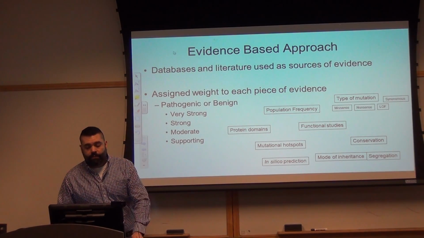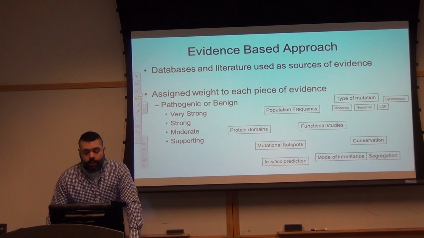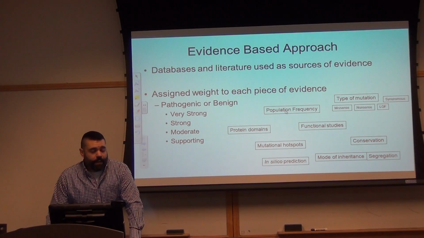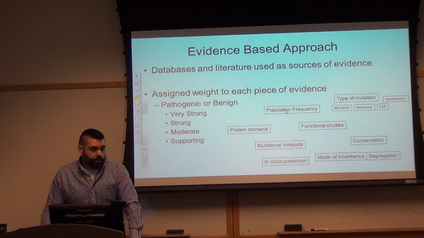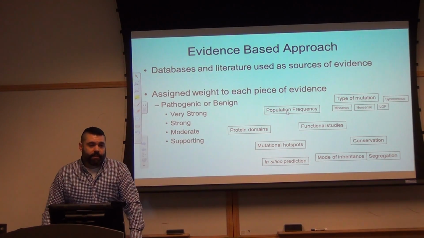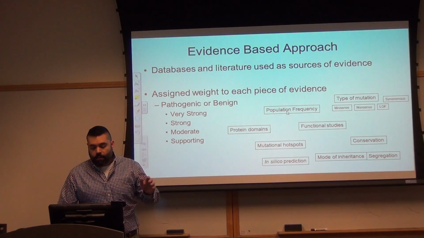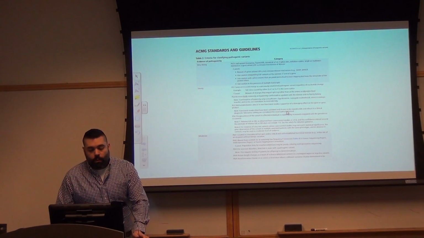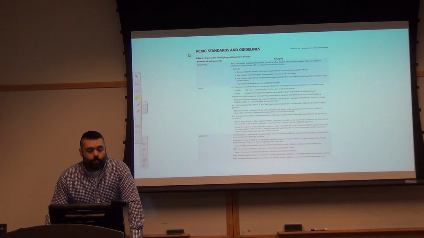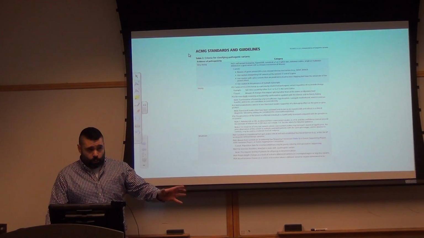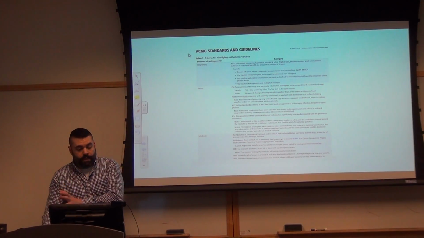And I told you that this is an evidence-based approach using these pieces of evidence: population frequency, type of mutation. So if you have a variant that, say, is at 5% or greater in the general population, you can safely say that that is a benign variant. You don't need any other pieces of evidence for that. I'll talk about that a little bit later. So these levels of evidence are broken up into either towards pathogenicity or towards being benign.